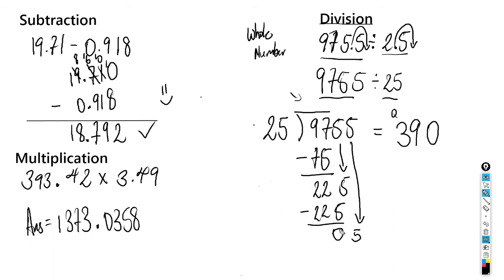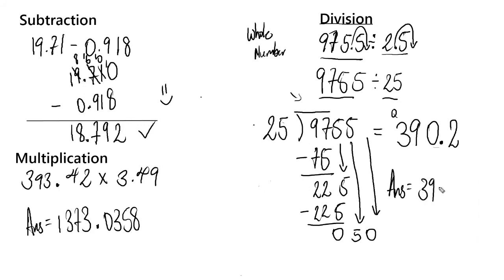And 25 can't go into 5 either, so we're going to need to put a decimal point here, all right? So, okay, since we have that decimal point here now, we're going to carry down a 0, right? We're going to put a placeholder 0 here, and 25 goes into 50 2 times. Cool. All right, so the answer is 390.2, all right? And that's how you divide, guys.